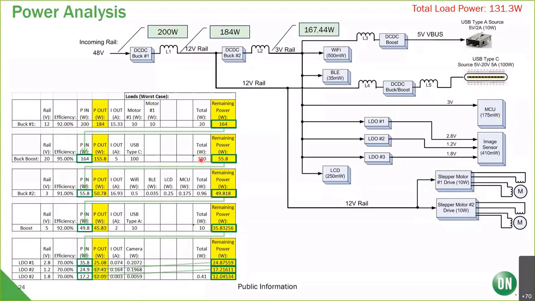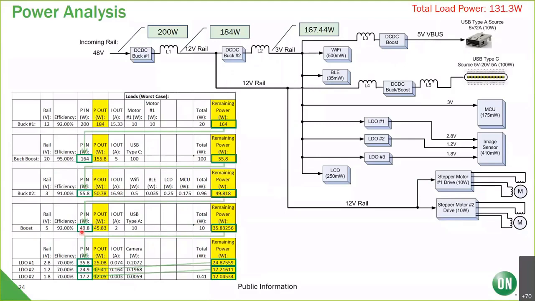It may not ever use all these worst case powers, but you do have to design for it. So I lose some, so I derate my initial power for 95%. I take out 100 watts, and now I'm down to 55.8. I go to my next branch, which is buck 2. That's a 3-volt rail. I've got 55.8 now remaining. I derate that for 91%. That gives me 50.78. I subtract out my worst case loads. Now I'm down to 49.8.